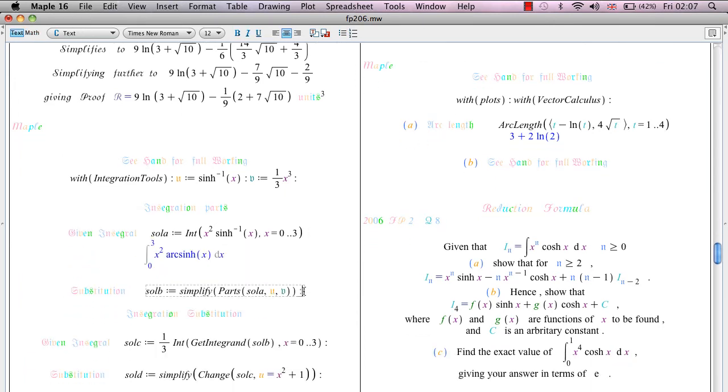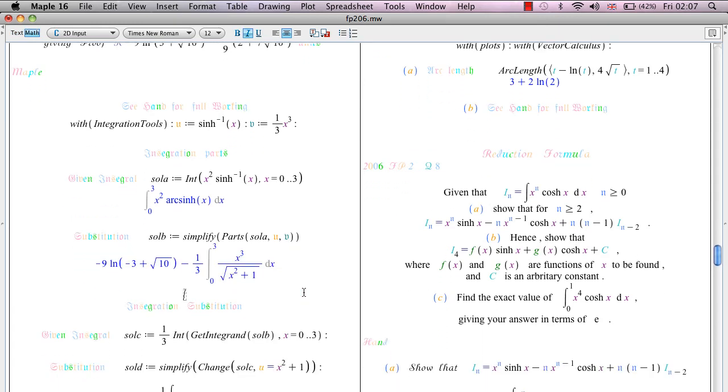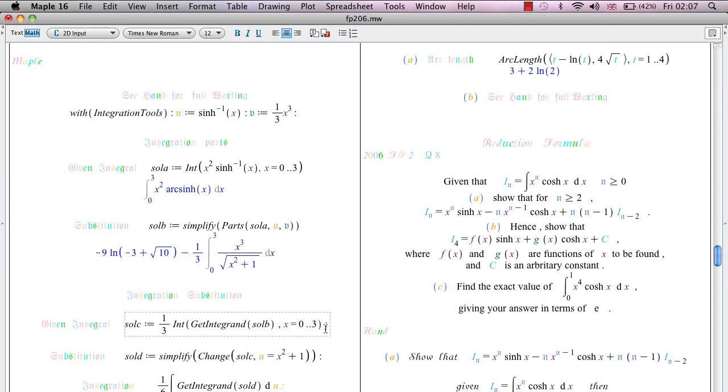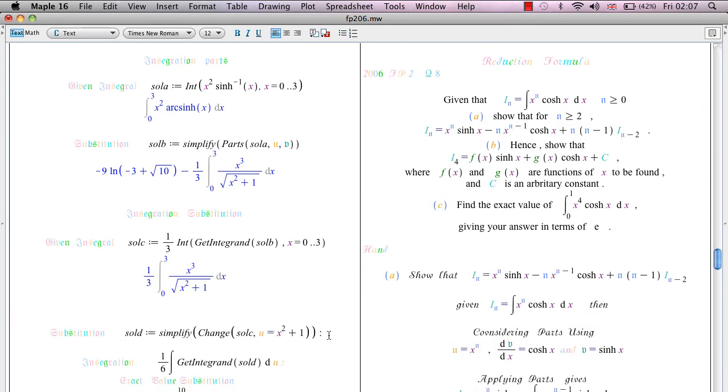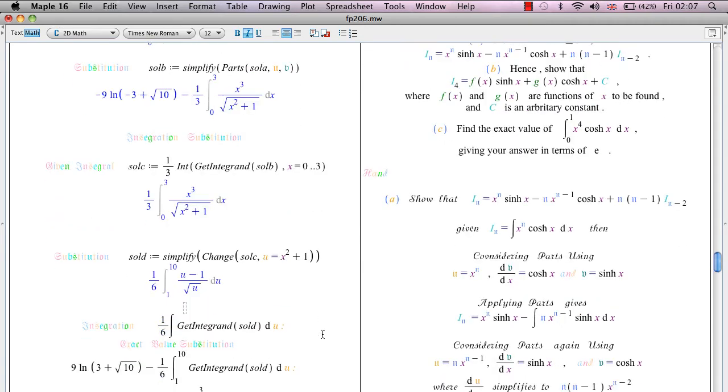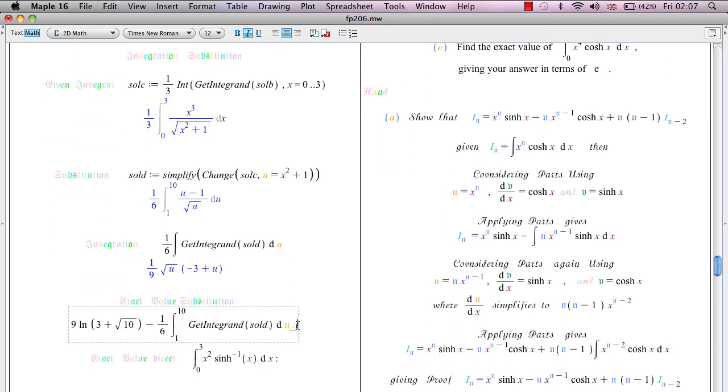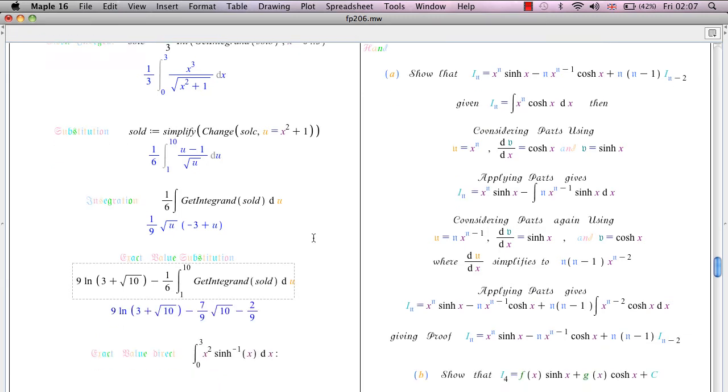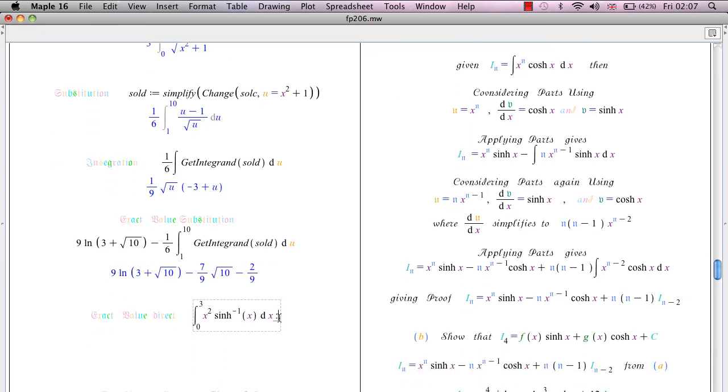So the given integral and applying parts, and the integral for the substitution, applying the substitution, and the integration of the substitution, and the exact value required, and the exact value directly.